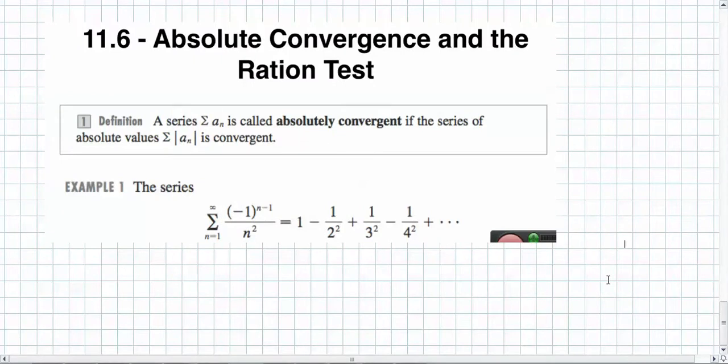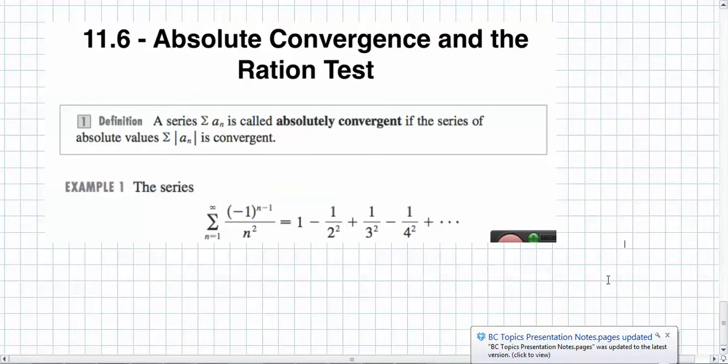So what this means is, and I'll correct that right here, if the series converges when you take the absolute value of every term, it means that the series converges absolutely. So for example, what do I have there? 1 minus 1 over 2 squared plus 1 over 3 squared minus 1 over 4 squared. That's an alternating series. And does it converge? Yes, because each term is smaller than the one before it.